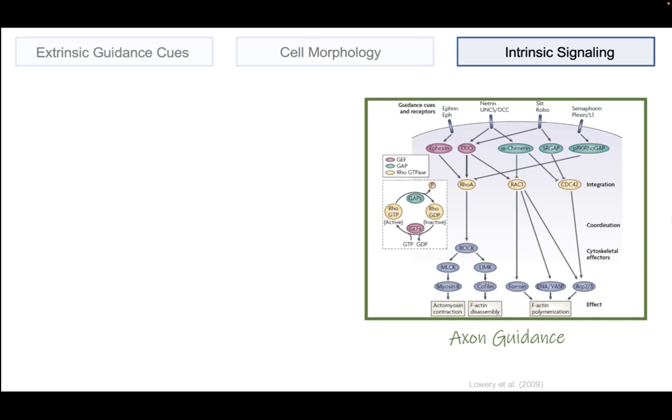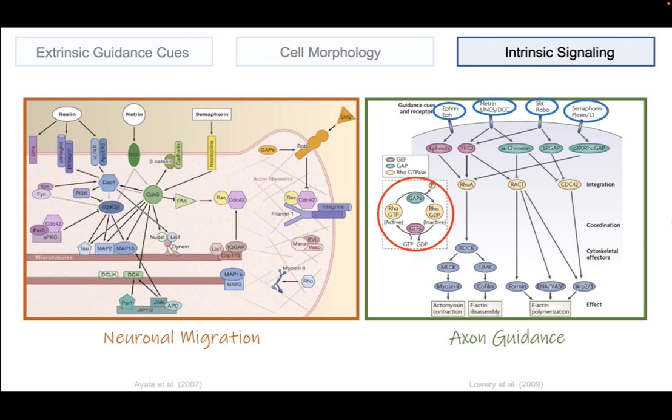When looking at the molecular signaling cascades in axon guidance, we can see that the signals from our four canonical guidance cues, ephrin, netrin, slit, and semaphorin, get integrated at the level of GTPase activity and GTP levels, which then leads to cytoskeletal rearrangement. When comparing this to the signaling in neuronal migration, we can again see our canonical guidance cues, and we can also find many similar downstream molecules like CDC42, Rac, and Rho.